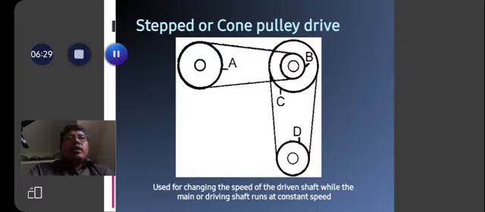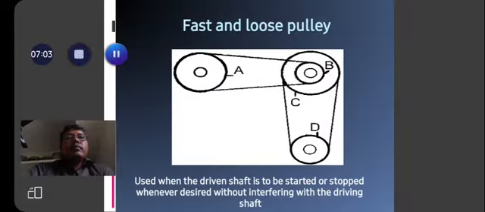Step or cone pulley drive is used to change the speed of the driven shaft while the main or driving shaft runs at constant speed. A is one type of pulley, B is one type of pulley, C is one type of pulley, and D is one type of pulley. We achieve different speeds by the step or cone pulley drives.